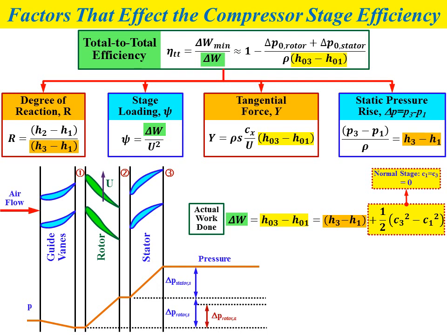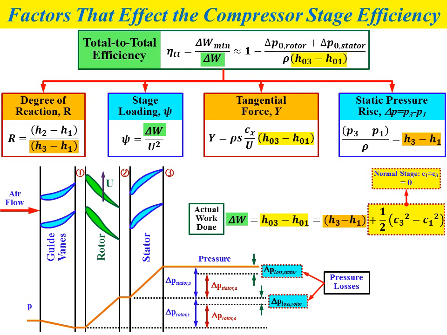However, if we consider the losses, friction, or irreversibility, instead of ΔP rotor S we will have ΔP rotor A, which represents the actual pressure rise in the rotor, and also the actual pressure rise in the stator. The difference between the ideal and the actual pressure rise will give you the ΔP loss, the pressure difference in terms of pressure loss in the rotor and also pressure loss in the stator.